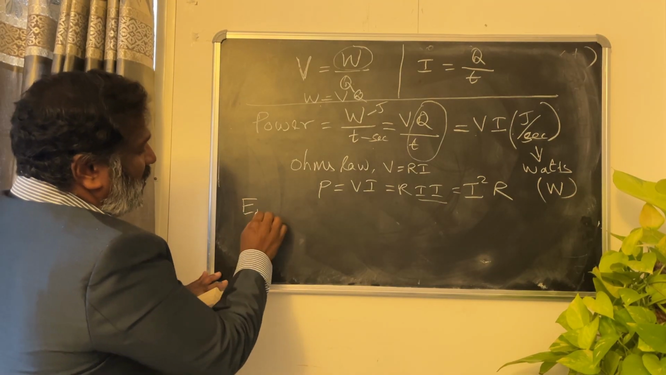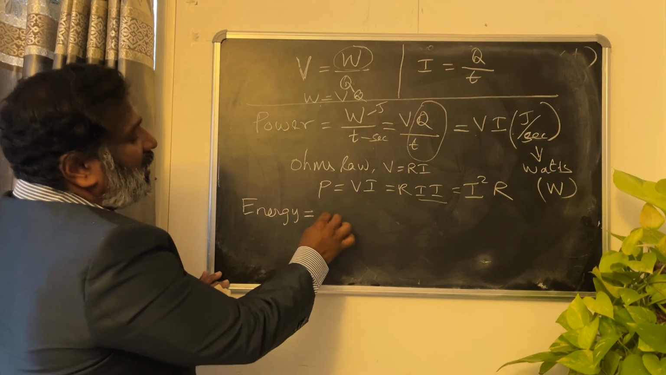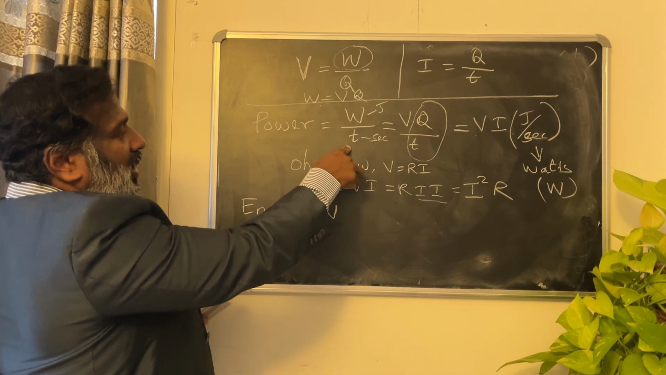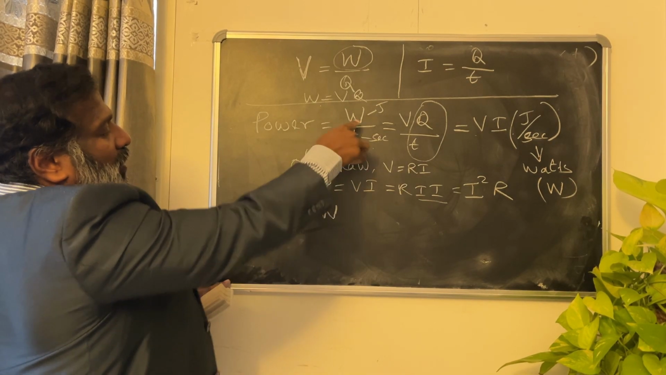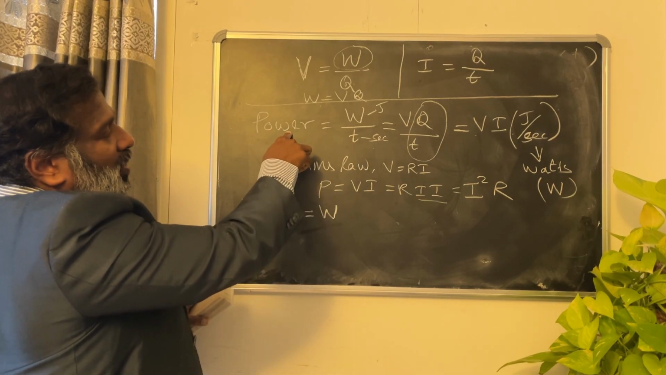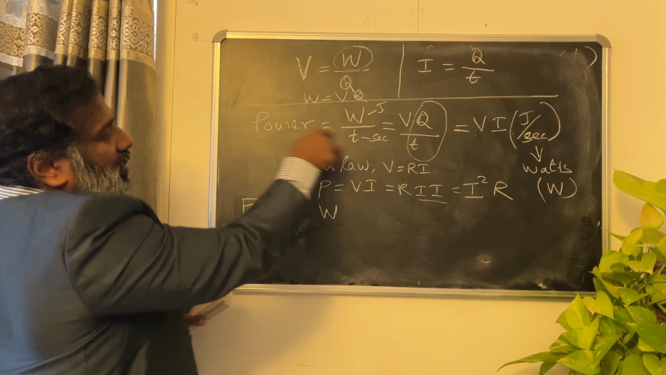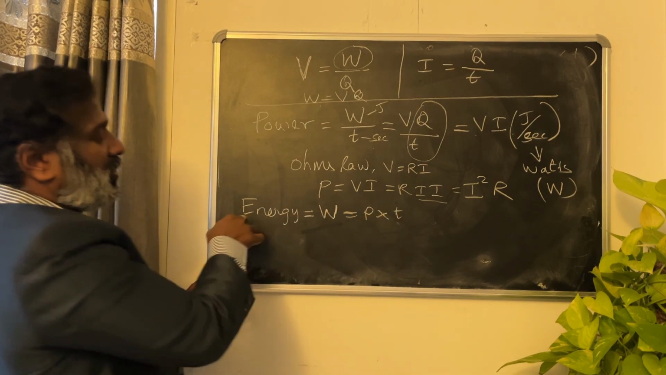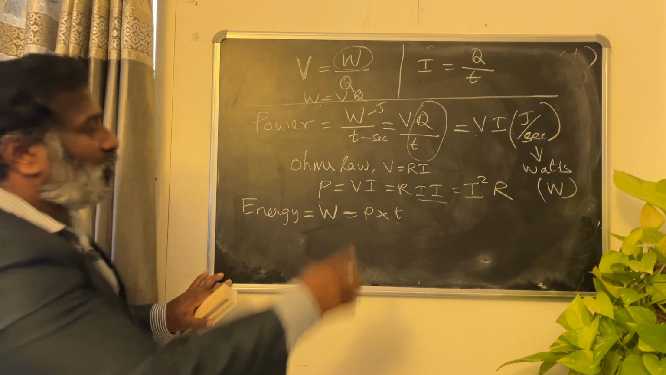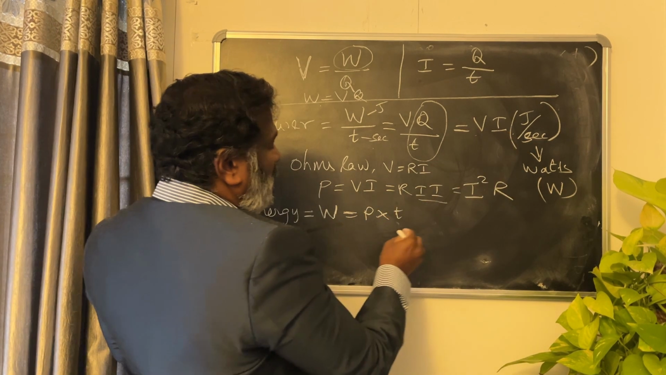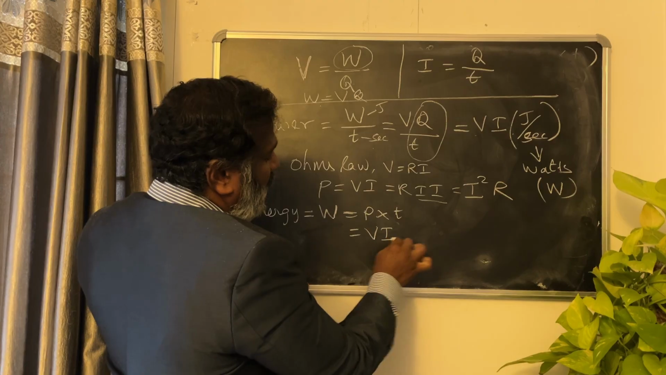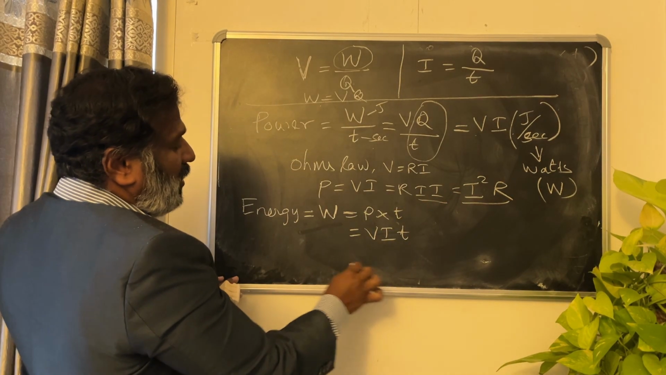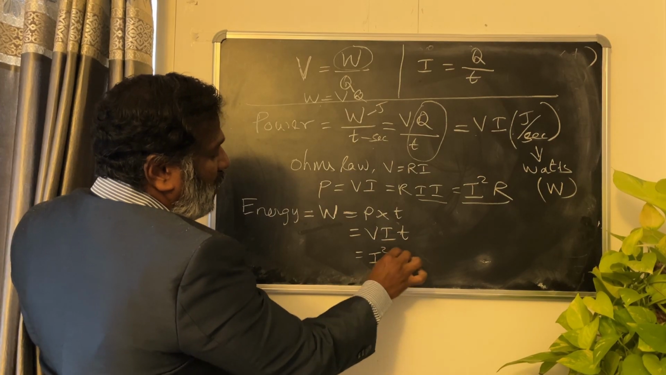Next, what is energy? Total work done in the electric circuit is energy. What is power? Work done by time. Energy is work done. So if I want energy in terms of power, work done equal to power into time, right? So power into time is work done. So what is the equation for power? One equation is V into I. So V into I into T. Other equation I square R. So another equation for energy is I square into R into T.